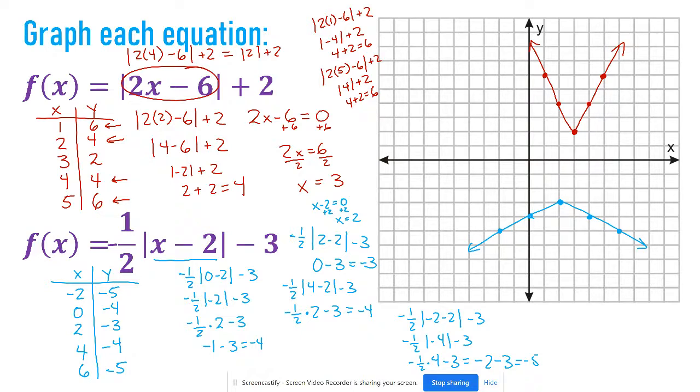So that's what absolute value graphs are like. So there you go.